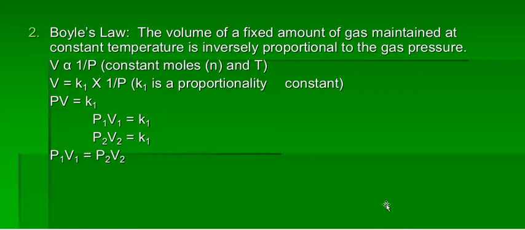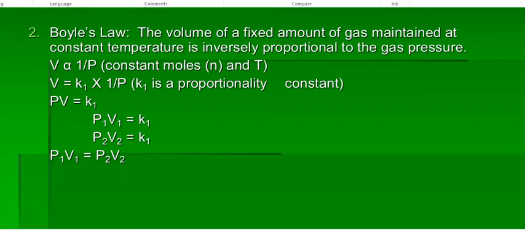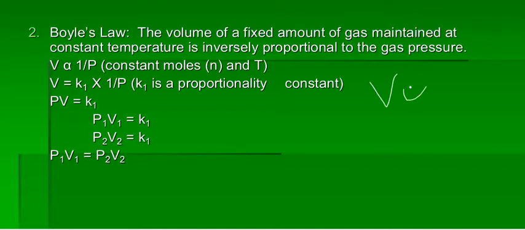So Boyle's law says the volume of a fixed amount of gas maintained at constant temperature is inversely proportional to pressure. So as volume goes up, pressure goes down. Boyle's law says this: volume is proportional to 1 over P. We don't like that proportionality sign. We like to get an equal sign. In order to get an equal sign, we have to introduce a proportionality constant we'll just call K1.